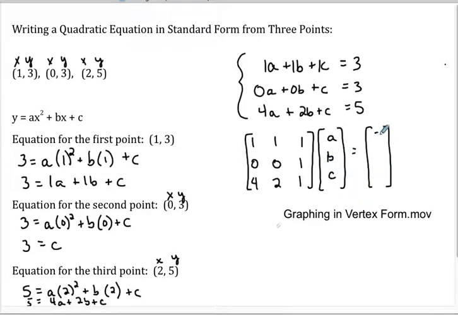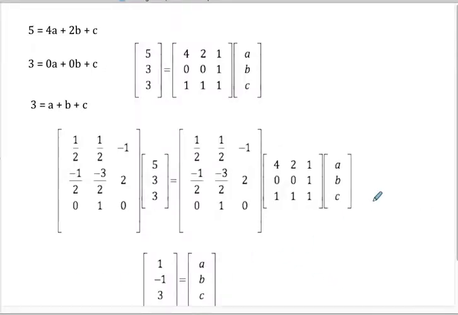And my solution matrix is 3, 3, and 5. So I'm going to use this matrix equation to solve this system of three unknowns. Let's take a look ahead. So here's my three equations that form my system.